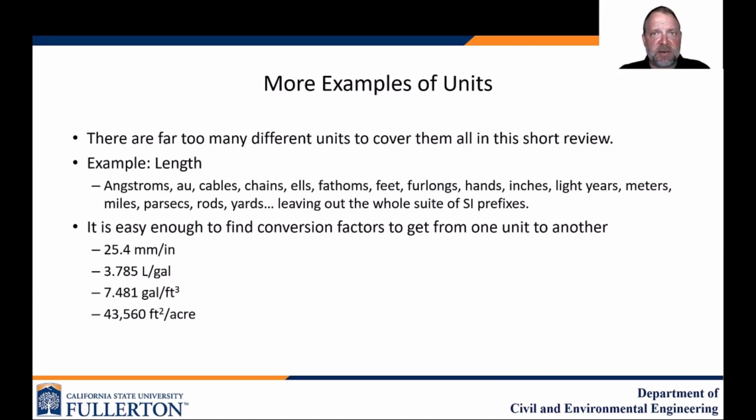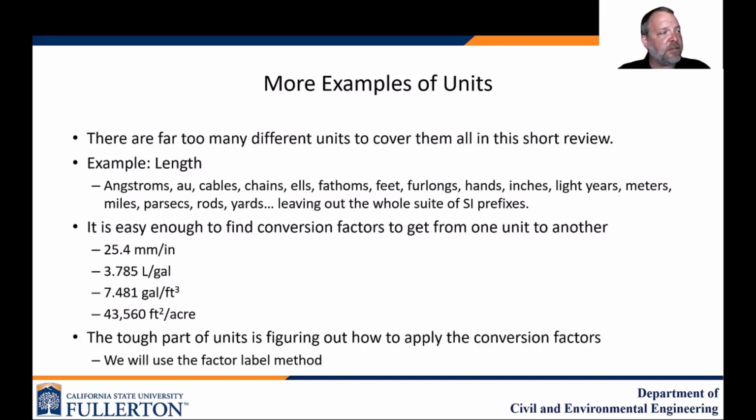So if we have one unit and we want to convert it to another one, we can look up the conversion factor, 25.4 millimeters per inch, for example, 3.785 liters per gallon, 7.481 gallons per cubic foot, and then I said before 43,560 square feet per acre. And if you have those conversions, then you can convert amongst different units. So it's the same quantity, it's the same amount of something, but you're using different units to describe it. So I think you know that if you have a rope that's 30 meters long, it can be described in terms of feet. It'd be about 100 feet, but it doesn't change the length of the rope by changing the units.